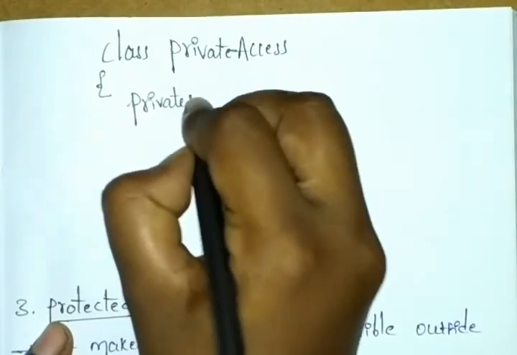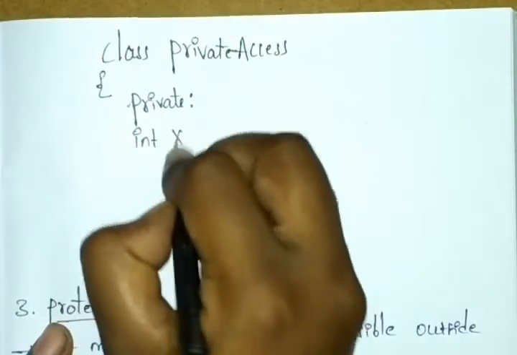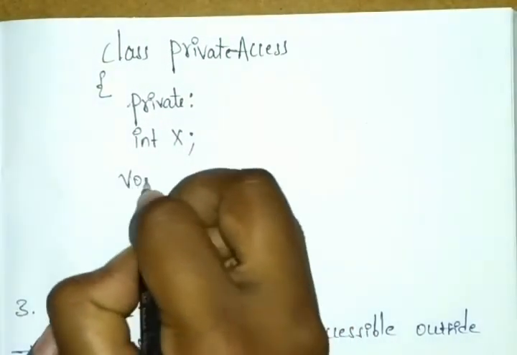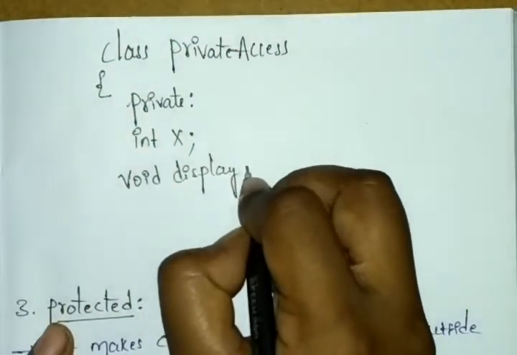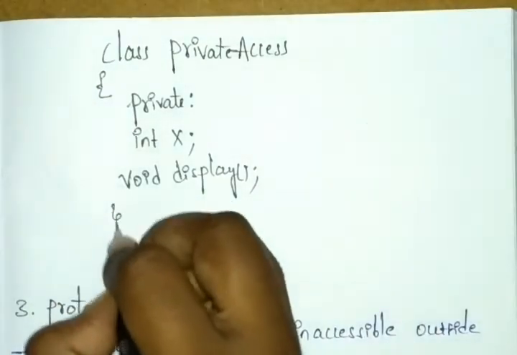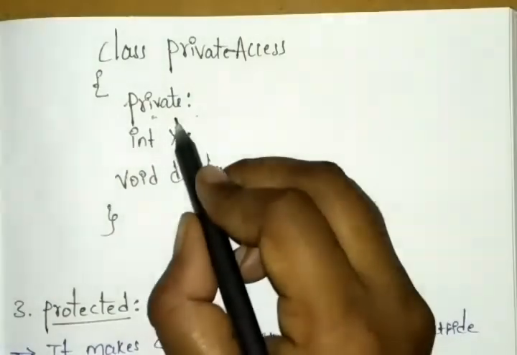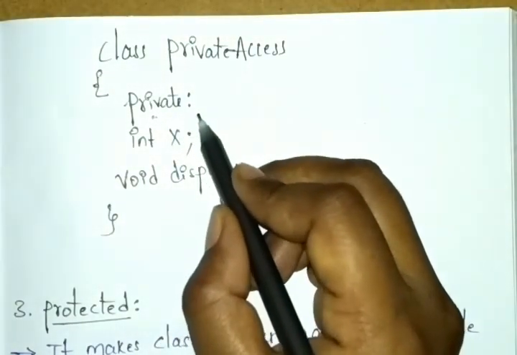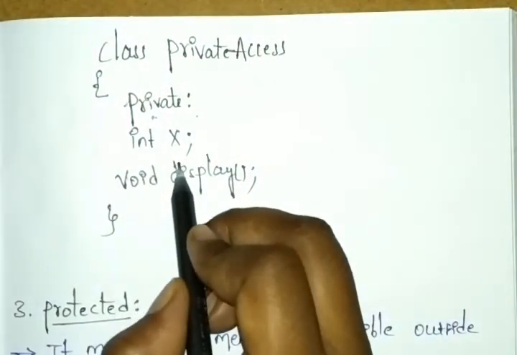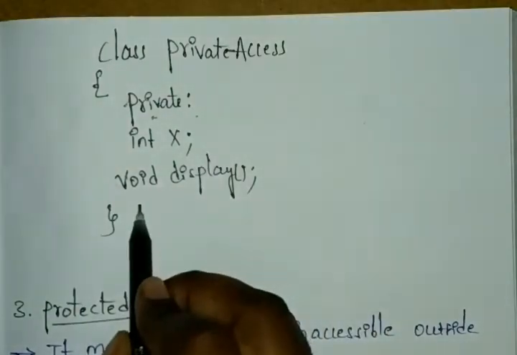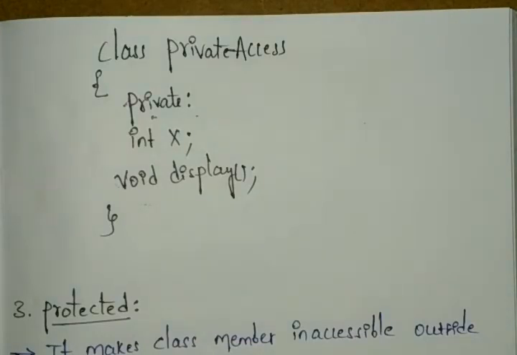This keyword is followed by a colon, and I'm choosing the data type with the variable. Again I'm choosing void display. You can see the first, private, is our keyword, our private access specifier, same as the public one I wrote. Then the int x is the data member declaration, and void display is our member function declaration, same as in public mode.